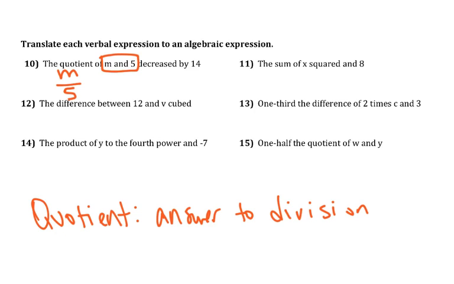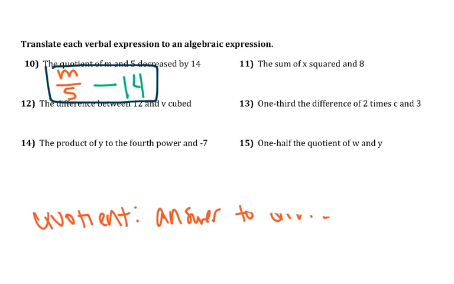So m divided by 5 and then decreased by. If something is decreased, would you say that's add, subtract, multiply, or divide? If you're decreasing, you're going to be subtracting. What should we subtract? We'll subtract 14. And so this expression, the quotient of m and 5 decreased by 14, comes out to an algebraic expression of m divided by 5 minus 14.